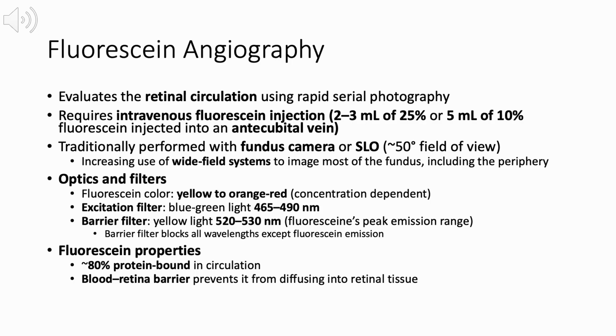Finally, key properties of fluorescein influence image interpretation. Approximately 80% of fluorescein is protein-bound in the circulation, and under normal conditions, the blood-retina barrier prevents it from diffusing into retinal tissue. These characteristics form the basis for detecting abnormalities, such as leakage, non-perfusion, and breakdown of the blood-retina barrier on fluorescein angiography.